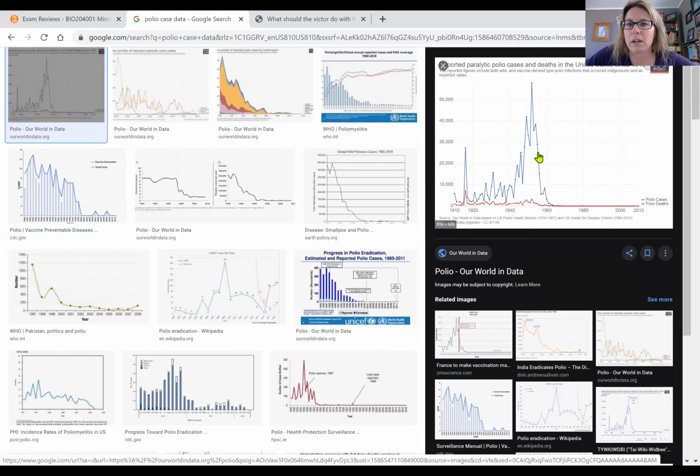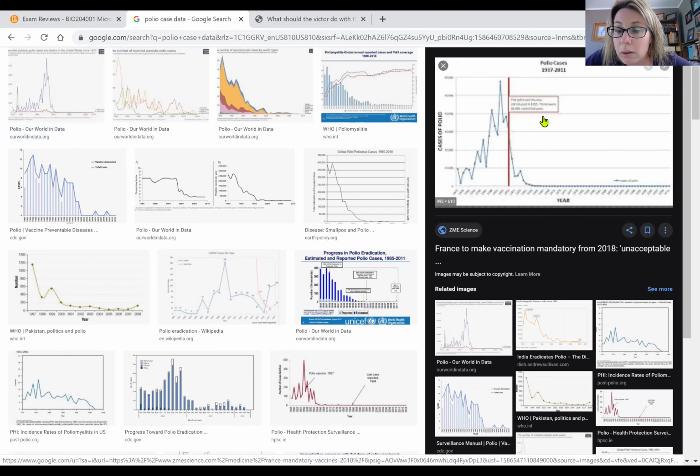Okay, so here is reported paralytic polio cases and then deaths, which is, cases are in blue, deaths are in red. Now, this red line here, this is number of cases. This red line here, 1955, that's when they first introduced the polio vaccine. And look, almost immediately, the number of polio cases in the US dropped to very close to zero.